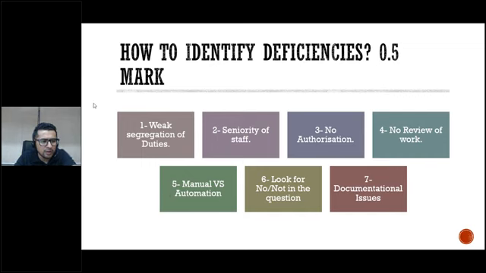Okay, can you please explain 6 again with different examples? 6, what 6? Look for no or not in the question. Well, we are going to hit a question in a short while. There will be something no or not, but for now, the examiner might say a wording like that.